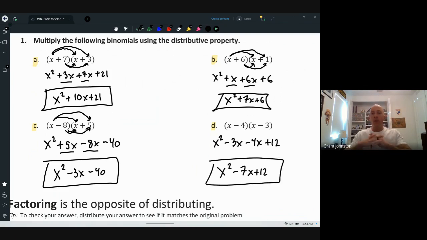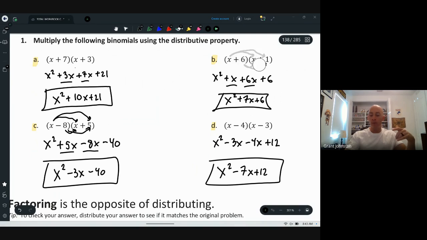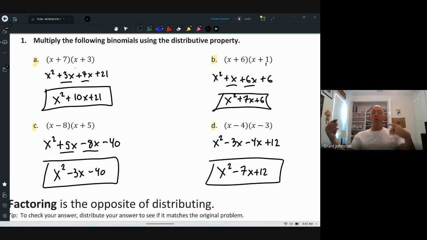So the reason that I wanted to review this distributing property is because factoring is the opposite. But there's a little bit of a pattern that you really need to understand and see with these 4 examples that I just did. So let me erase some of these arrows just to not muddy this up. Like I said, factoring is the opposite of distributing. So what we're going to be doing for the rest of this lesson is we're not going to take these 2 binomials, multiply them and get an expression. We're going to take this expression and turn it back into those 2 binomials.